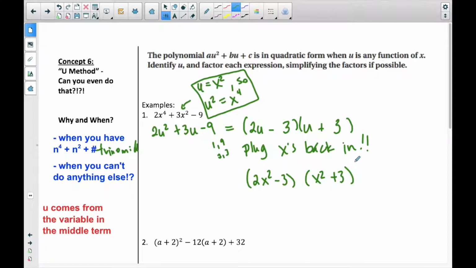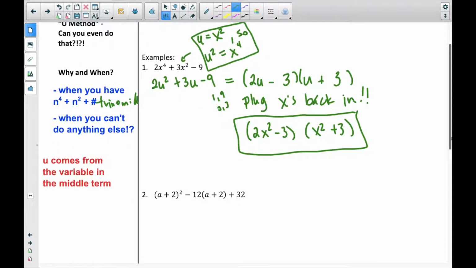If these could be factored any further, I would need to factor them. But this can't be factored anymore, so I'm done. That is the u method. I know it's kind of strange. I don't know, I feel like it's revolutionary. I feel like, wow, I can do that. Yes, you can do that.